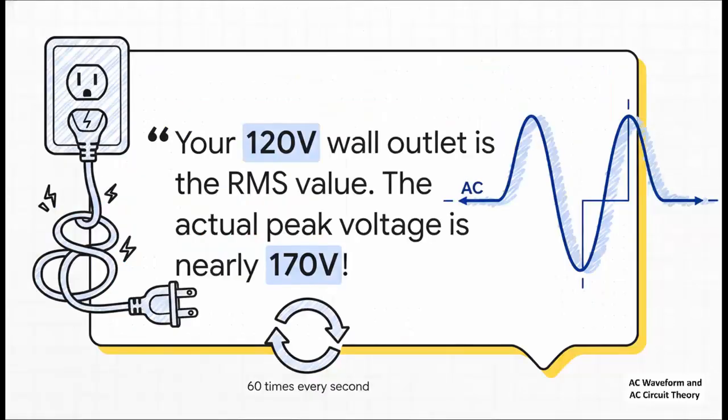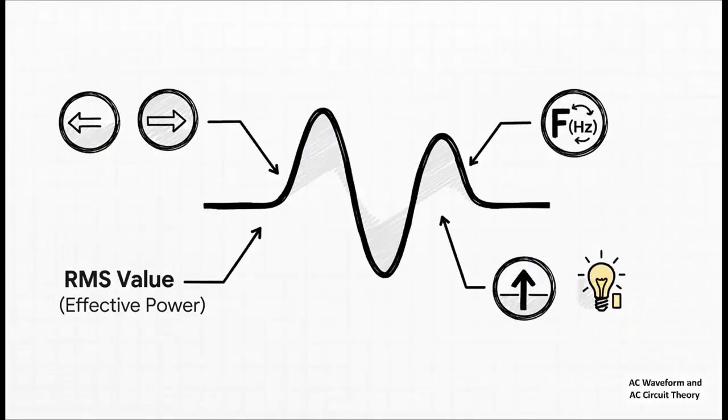And this leads to a pretty cool, mind-blowing fact. That 120 volts that you always associate with a wall outlet, guess what? That's the RMS value. That's the effective value. The actual peak voltage of that sine wave is spiking all the way up to almost 170 volts, 60 times every second. So, let's just do a quick recap.